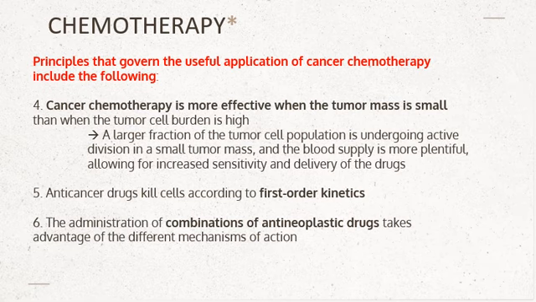So fourth, the cancer chemo is more effective when the tumor mass is small than when the tumor cell burden is high. So ang reason dito is that because a larger fraction of the tumor cell population is undergoing active division in small tumor mass and that the blood supply is more plentiful, allowing for increased sensitivity and delivery of the drug. So in other words, kapag maliit yung tumor natin, mas maraming cells na nag-undergo ng active replication.